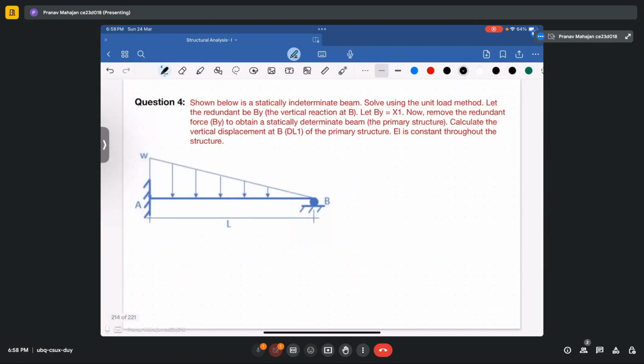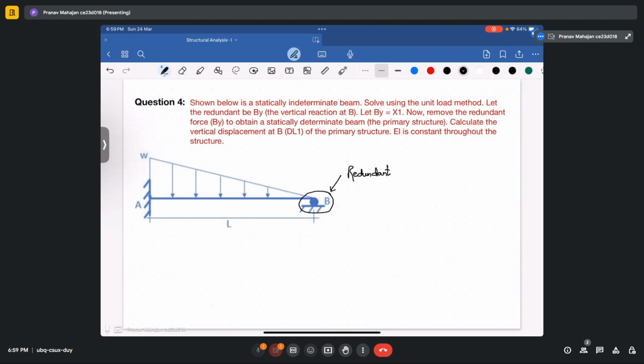So now let's solve the next problem again, then maybe the concept will be clear to you. Again, this is an indeterminate structure given to you, in which they have mentioned that this support is redundant. Let me read the question first, then it will be easy to understand. Shown below is a statically indeterminate beam. Solve using the unit load method. Let the redundant be By. So it means this is redundant.